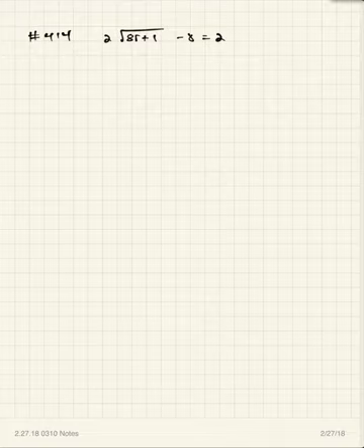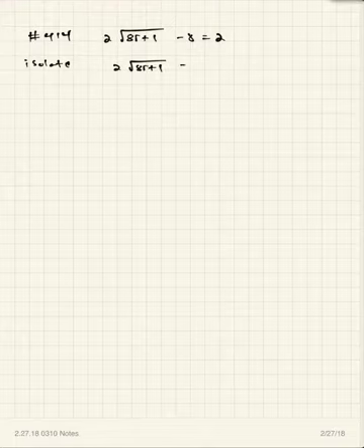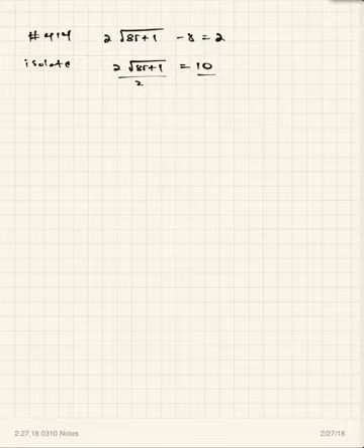First thing we do is isolate the radical, right? We have to isolate. So I'm going to go ahead and add 8 to both sides. So you get 2 times the square root of 8r plus 1 equals 10. And then I would really like to get rid of that 2 in the front also. So I'll go ahead and divide both sides by 2. And that would give me the square root of 8r plus 1 equals 5.